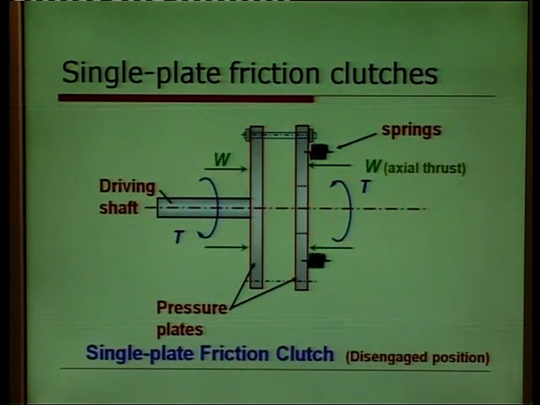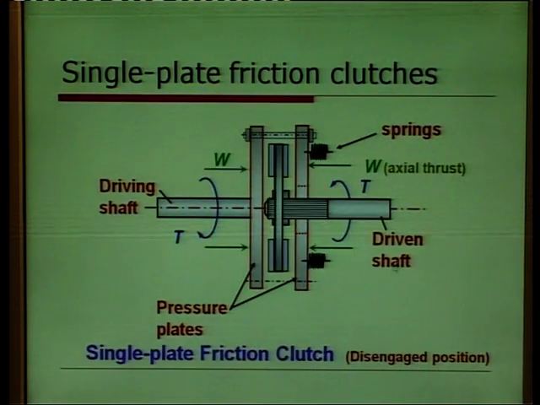And then this one, in this figure, I can also explain. This is the driving shaft. These are 2 pressure plates. These are springs. This is W, the axial thrust that is applied. Then this is the disengaged position. Here it is very clear.